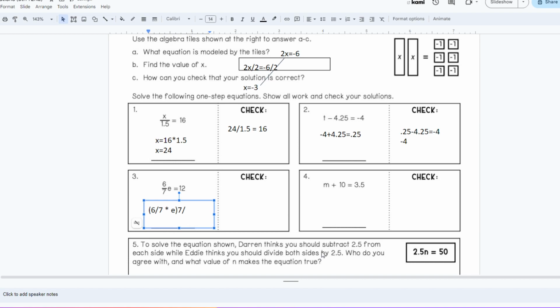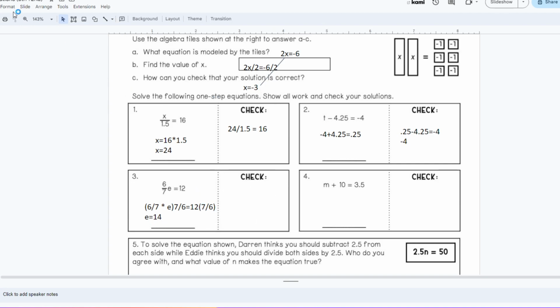So then you would go to the other side and you would say, 12 times 7 over 6, because it has to be the thing you just multiplied by to make sense. And then you can simplify from there. This side simplifies to e. The other side simplifies to 14. The easy way to do this is to think 12 divided by 6 is 2. 2 times 7 is 14.